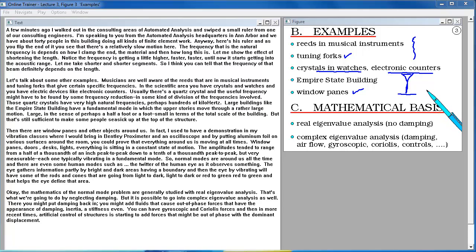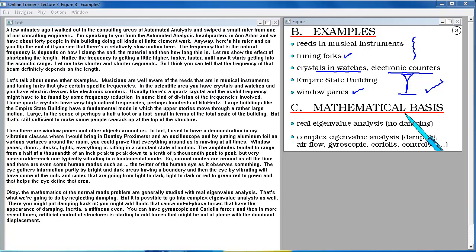So normal modes are around us all the time, and there are even some human modes such as the twitter of the human eye as it observes something. The eye gathers information partly by bright and dark areas having a boundary, and then the eye, by vibrating, will have some of the rods and cones that are going from light to dark, or red to green, and that helps the eye define that area.